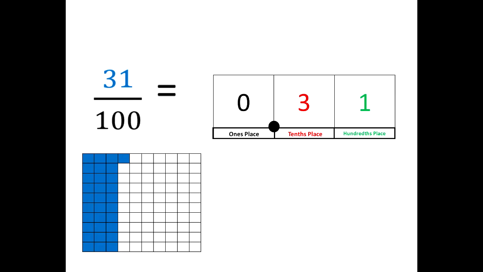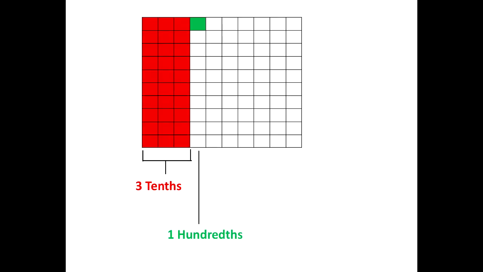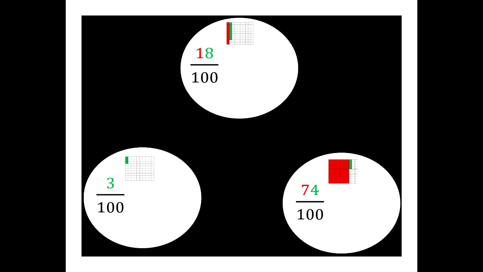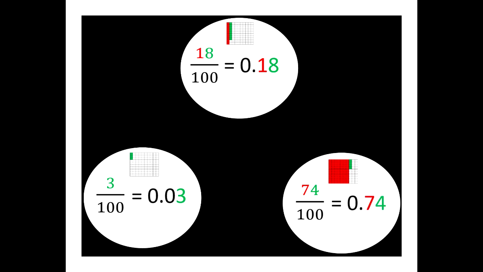Another way of looking at this is by saying that I have 3 tenths and I have 100. This ends up giving me 31 hundredths. Here are some other examples. 0 and 3 hundredths, 0 and 18 hundredths, and 0 and 74 hundredths.